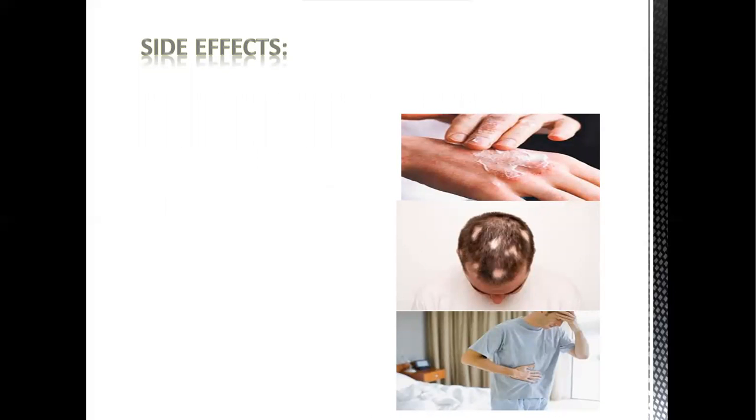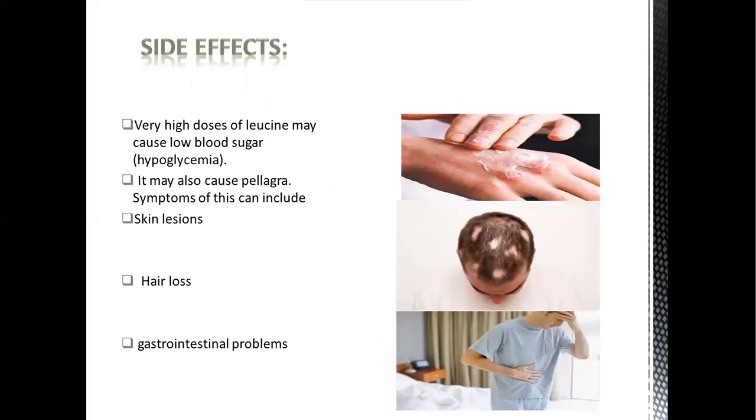As we know, everything which has benefits also has side effects. Here are some side effects of isoleucine. Very high doses of leucine may cause low blood sugar, hypoglycemia. It may also cause pellagra disease. The symptoms of this disease include skin lesions.